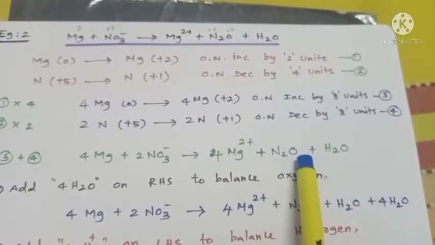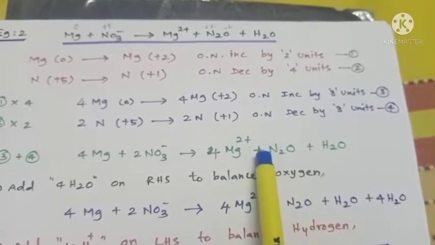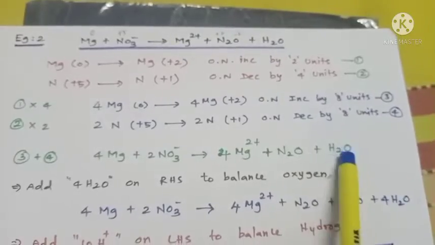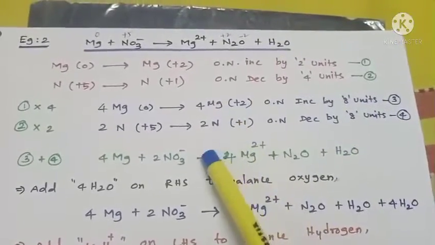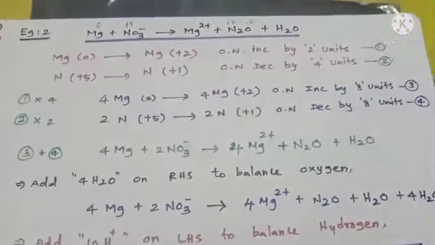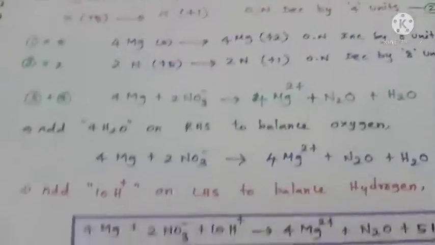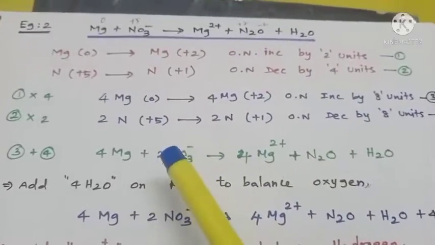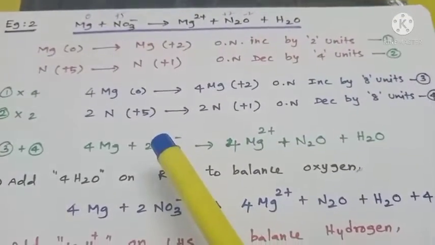So you can write it as N2O. If you write N2O, it means 2 nitrogen, plus the left-out water also I bring over here. Right. Now this is an equation where the number of electrons lost and the number of electrons gained are equal, or this is an equation where the oxidation number increase and decrease are equal.